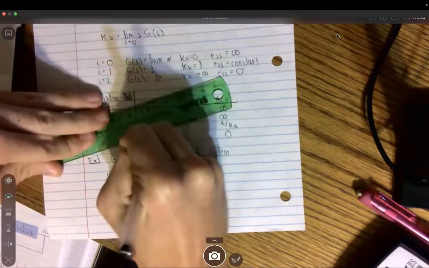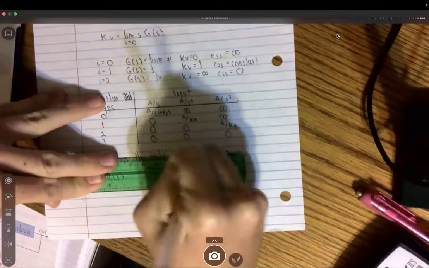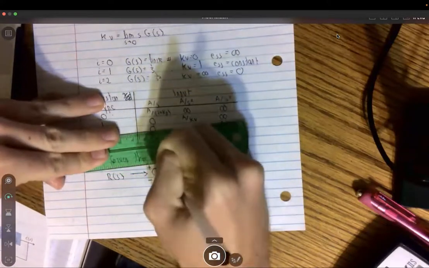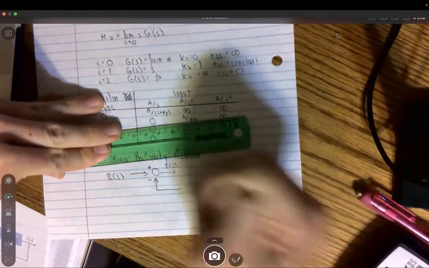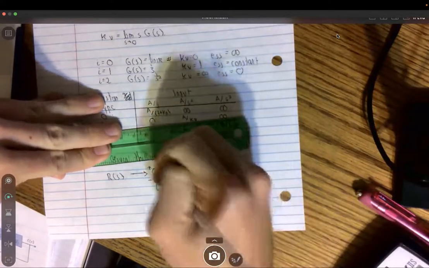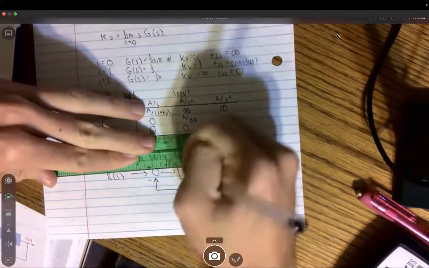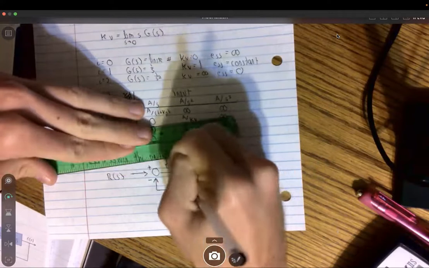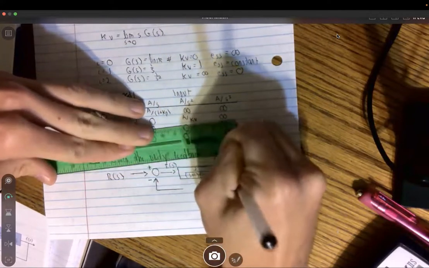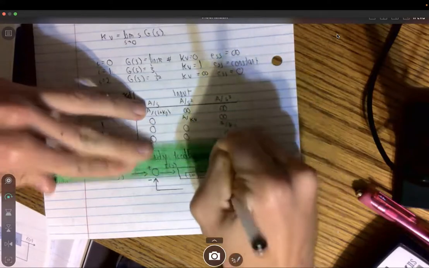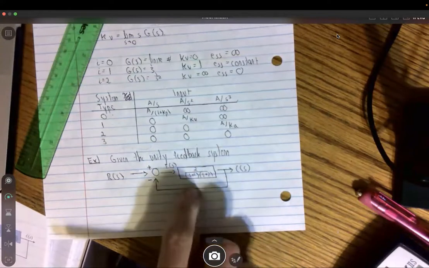goes towards the summing block, where this is the E of S, of course, because it's R of S minus C of S. Our block here is going to be 2 over S plus 1 times S plus 2, and then it goes to our output C of S. Okay, so here, what is your system type?